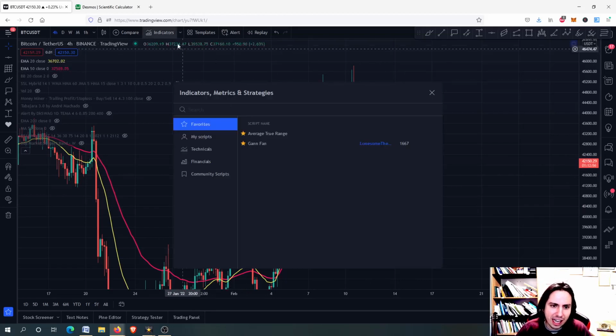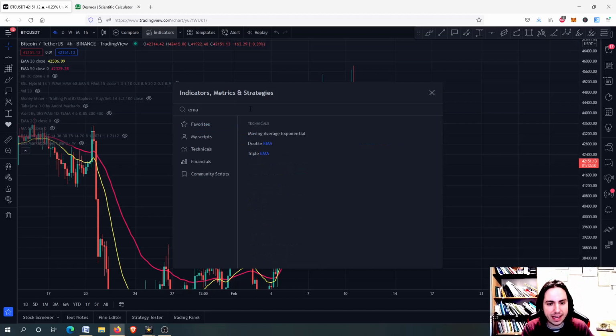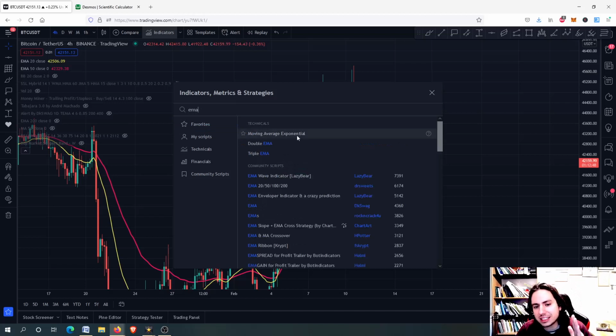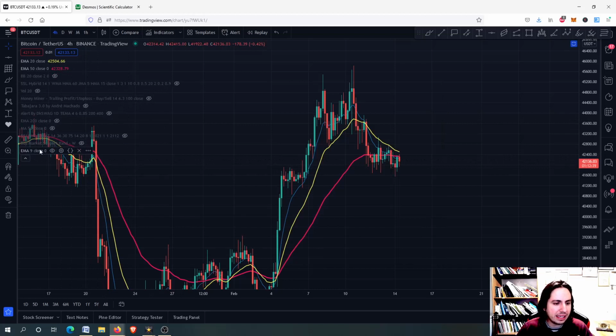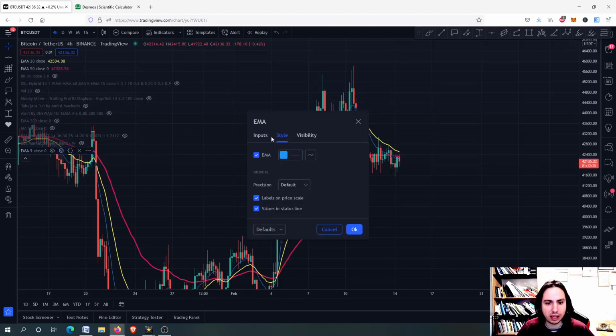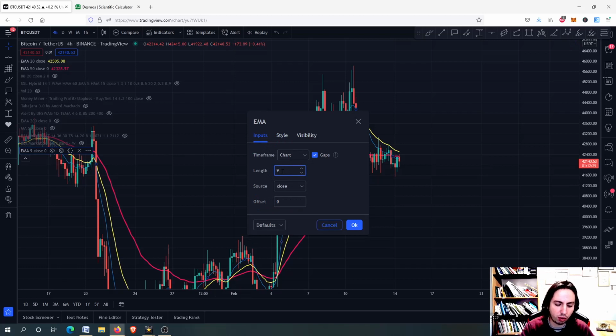If you just click on Indicators right here in TradingView and type EMA, or moving average, exponential, then you just click on it. If you click on this one, you're going to see an EMA 90 close 0. You then go into settings, and what you change is the length. This is the length in days. You put in, first of all, the 20, and secondly, the 50.